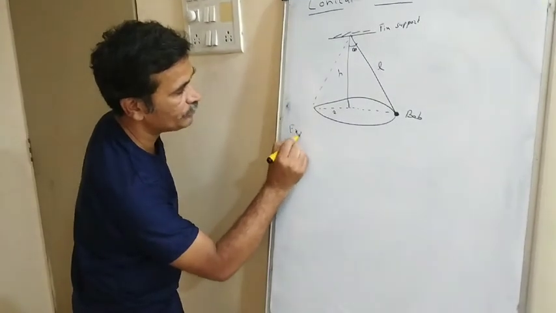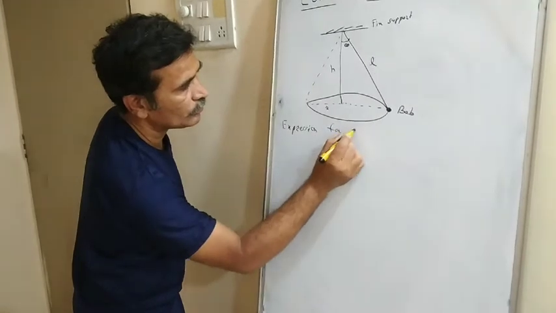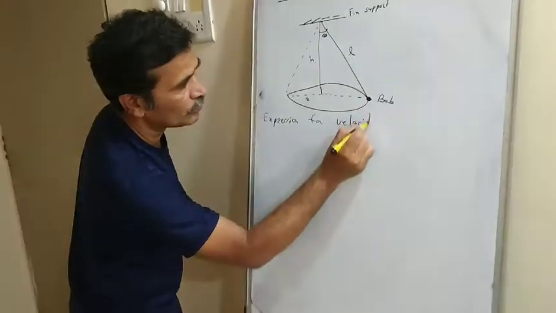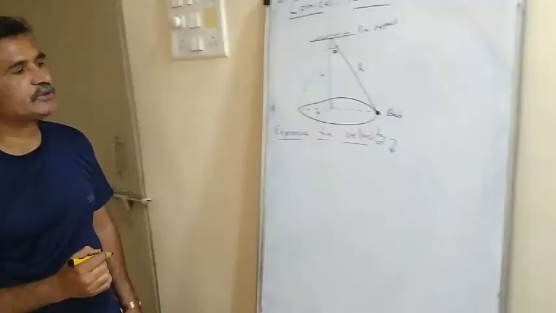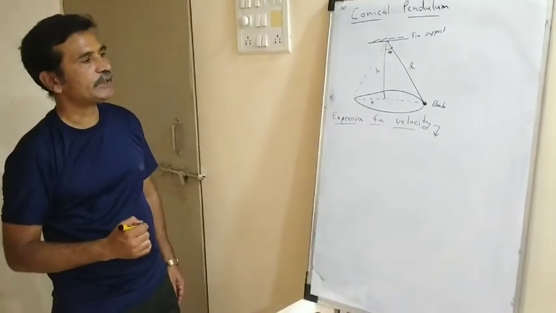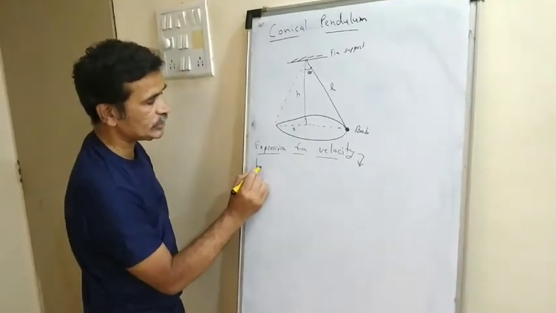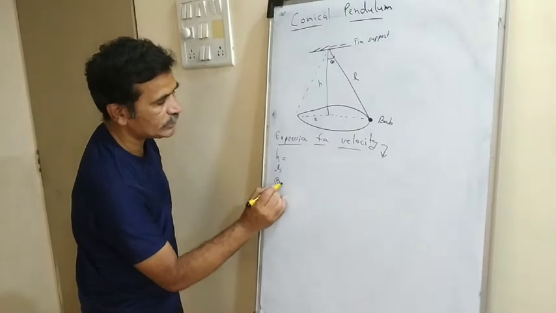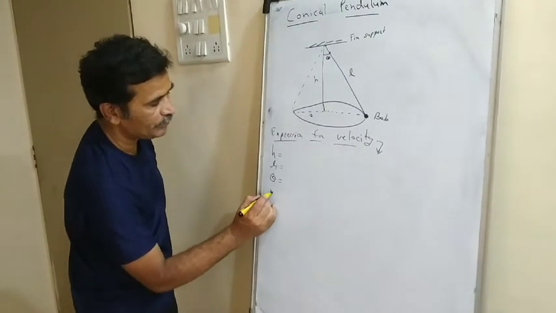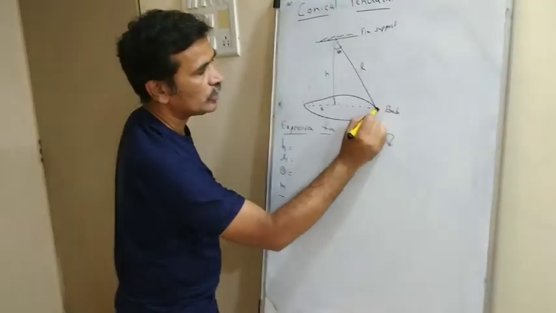So, expression for velocity. Again, there are some steps. First step is the diagram. In this diagram, you should know the symbols. What is H? What is L? What is theta? What is M? What is T? So here is the bob.